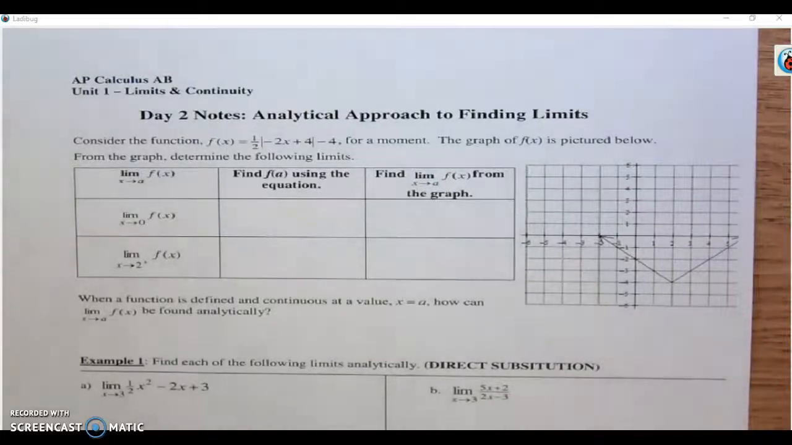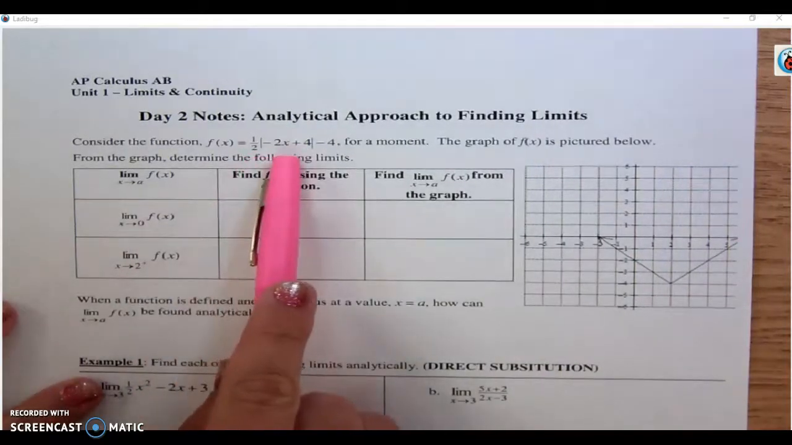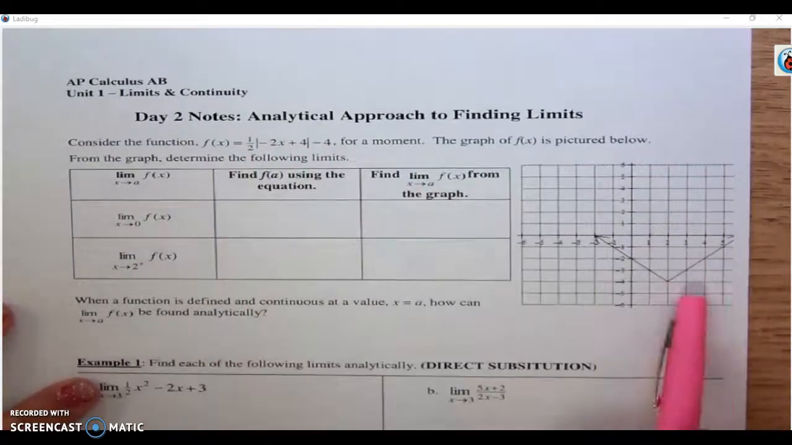Alright, so for day 2 we're going to be finding limits algebraically. So we're going to look at the graph just to kind of review from day 1 and see how it's going to bring us into what we're going to do with day 2. For this first part, we're looking at the graph of an absolute value function, and here is the absolute value function that we have.